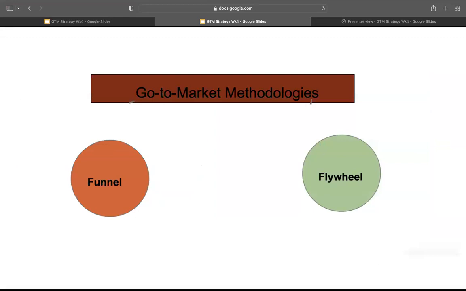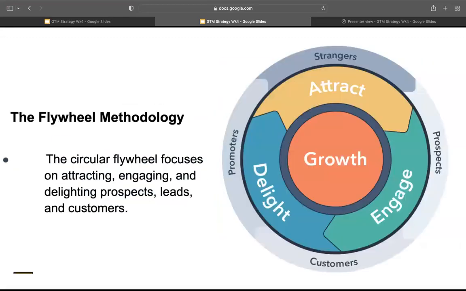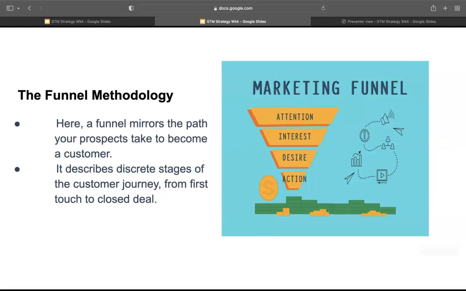Go to market methodologies. We have funnel and flywheel. So the funnel here, a funnel mirrors the path your prospects take to become a customer. It describes discrete stages of the customer's journey from the first touch to the closed deal. That means from the moment they see your product to when they close the deal. That means when they actually purchase or make a payment for that product.